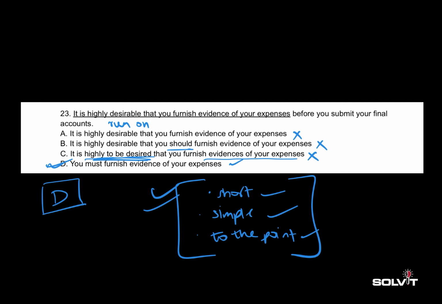Whenever you read a question, you also have to think about whether there are extra words in it. For example, highly desirable that you furnish evidence. Now, highly desirable is not needed. Even if you say you must furnish evidence of your expenses, it's getting the point across. It's telling you that doing this is necessary. You didn't have to use the words highly desirable. So we shortened the sentence and made it, you must furnish evidence of your expenses.